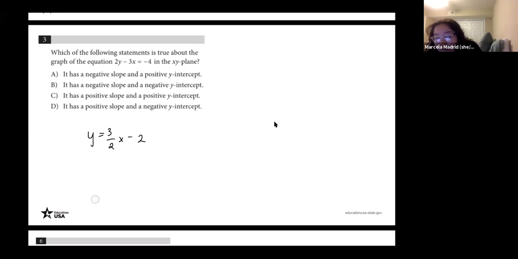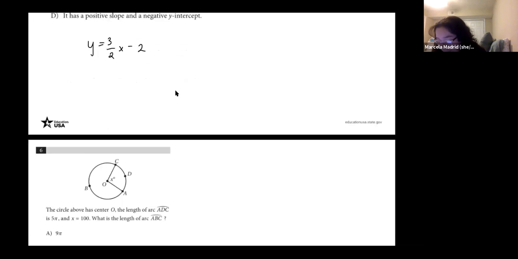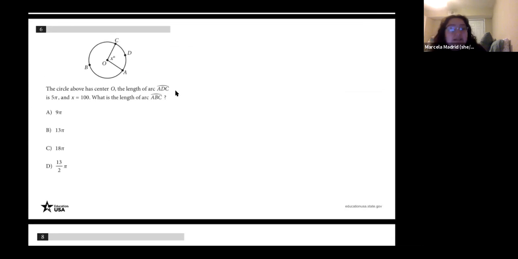Anyways, moving on. So you could have rewritten your equation like this. You didn't have to, but this is a way to look at it that is much easier. Quickly, you see positive slope, negative y-intercept, just like you all found. Good job, guys. All right, number 6. Again, 1 minute and 10 seconds to solve.